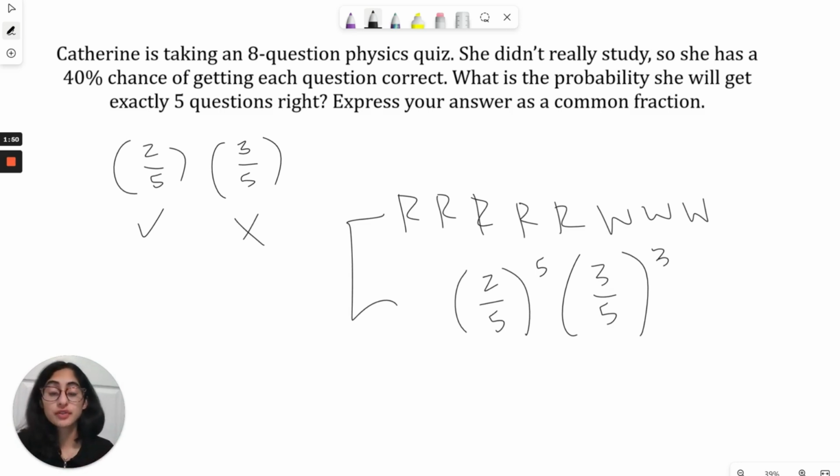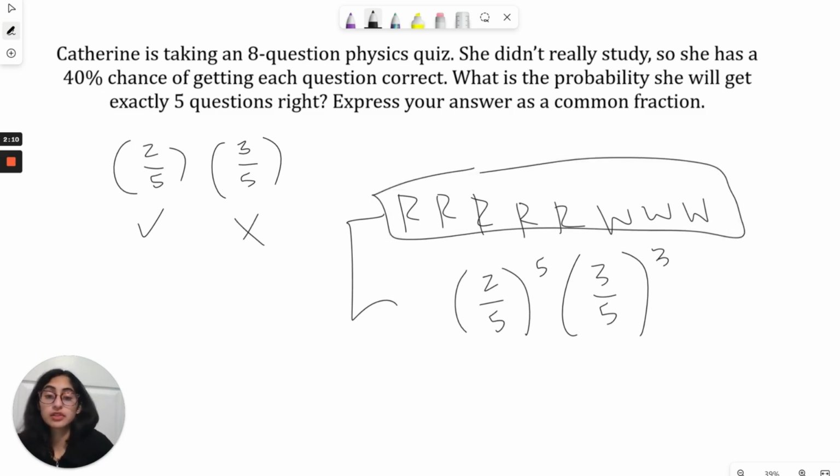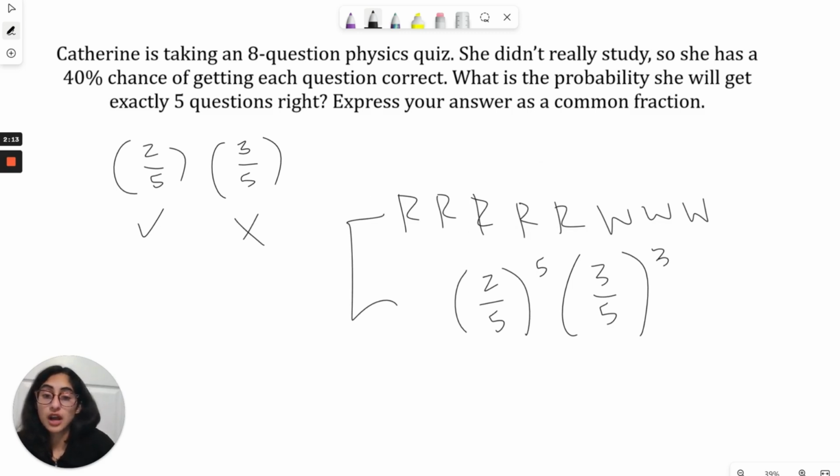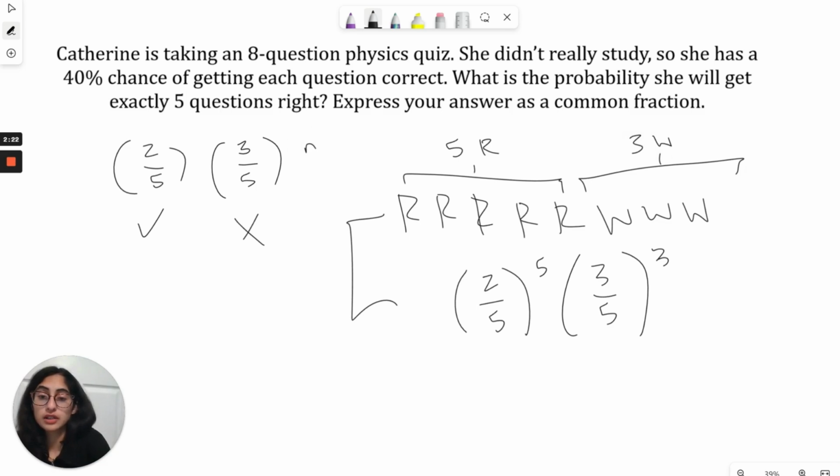So to adjust for that, we're going to find how many ways we can rearrange these rights and these wrongs. Some of you might have guessed this already because we do use it in a lot of the problems in this MATHCOUNTS curriculum. But essentially, we're going to use the choose function. So there's 8 total objects, 8 total questions. Out of those, 5 are right, 5 are the same, and then 3 are wrong. But the total number is 8.